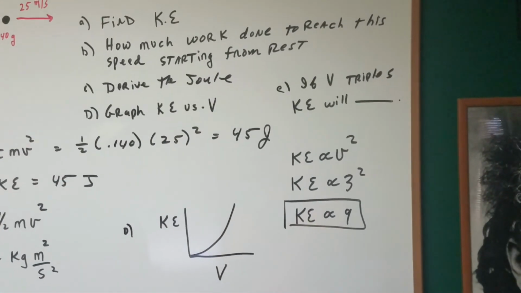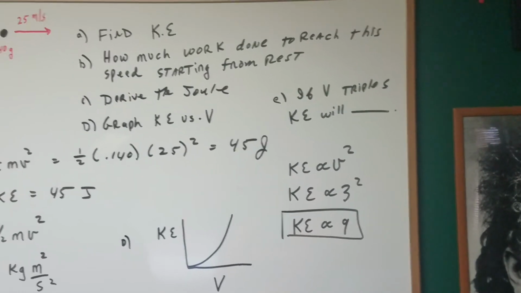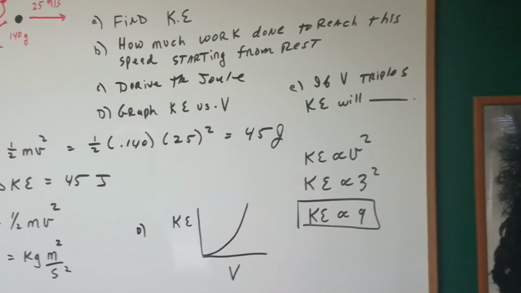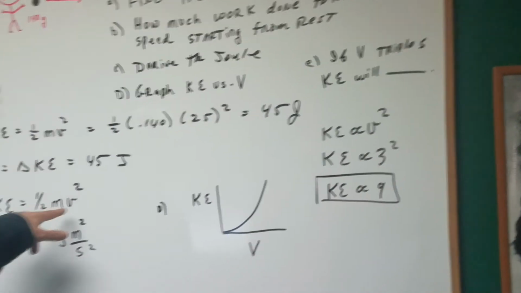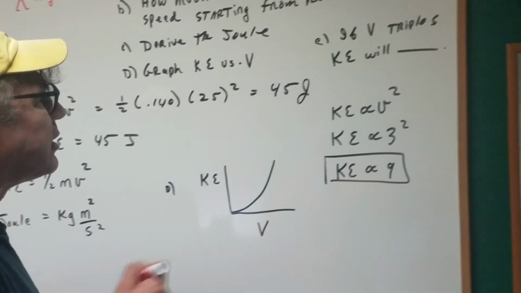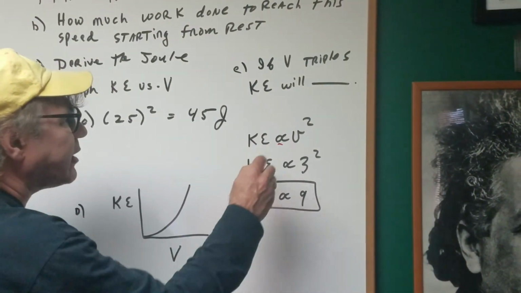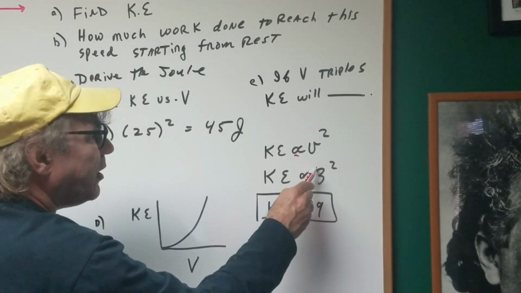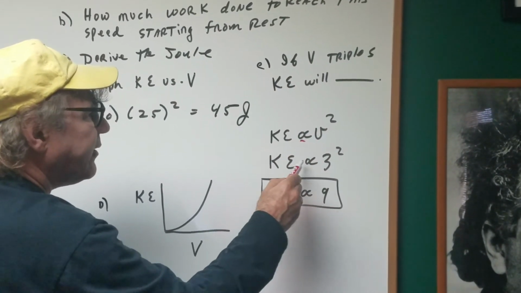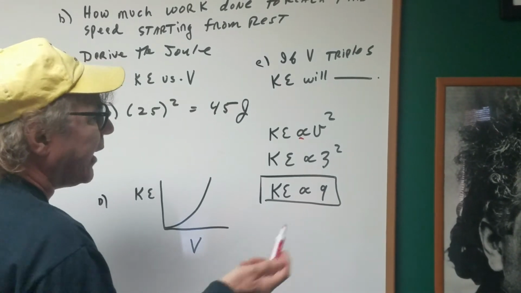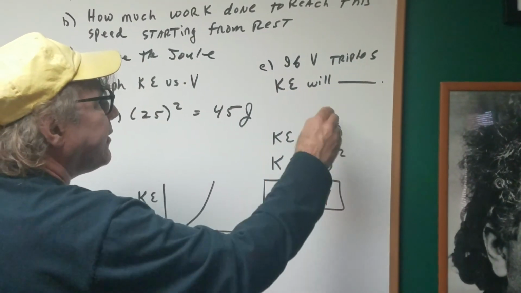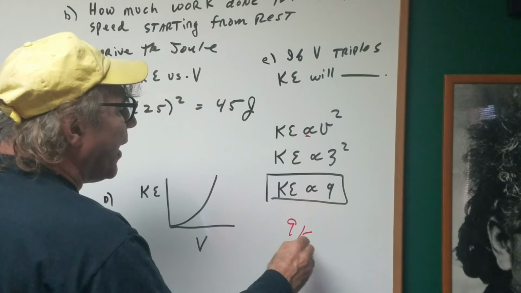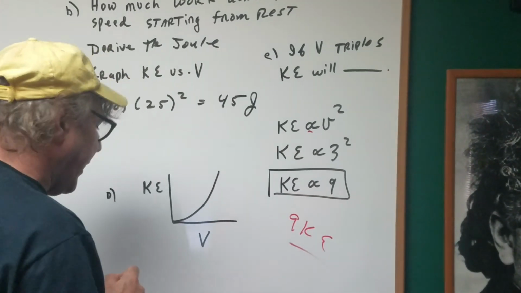Finally, if the velocity was to triple, what happens to the kinetic energy? The best way to do it is from the formula. You can see kinetic energy is directly related, this is my symbol for directly related, to v squared. Plug in for v. V is tripled, so it's 3 squared. So the kinetic energy is proportional to 9. So there's the answer. The kinetic energy would go up by 9, and you would get 9 KE.